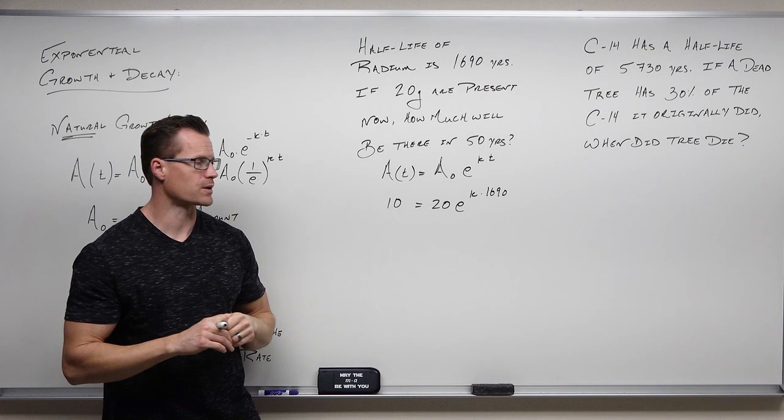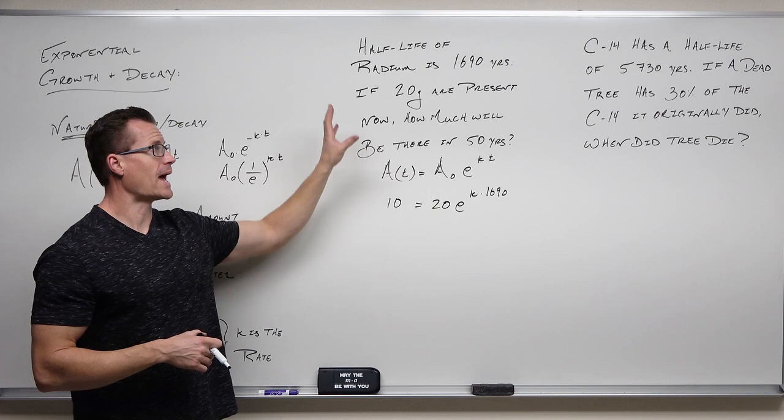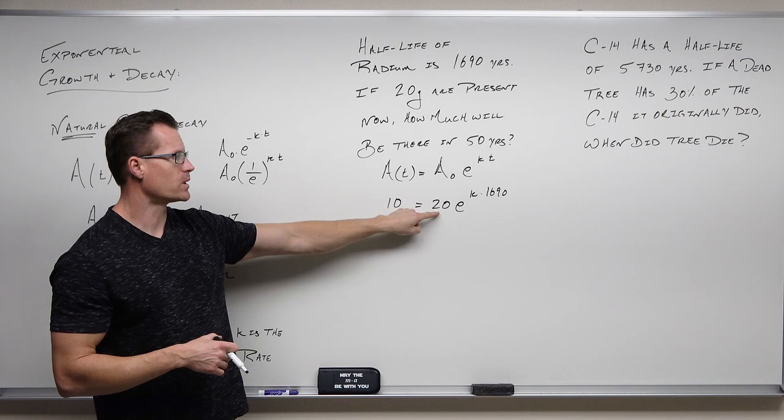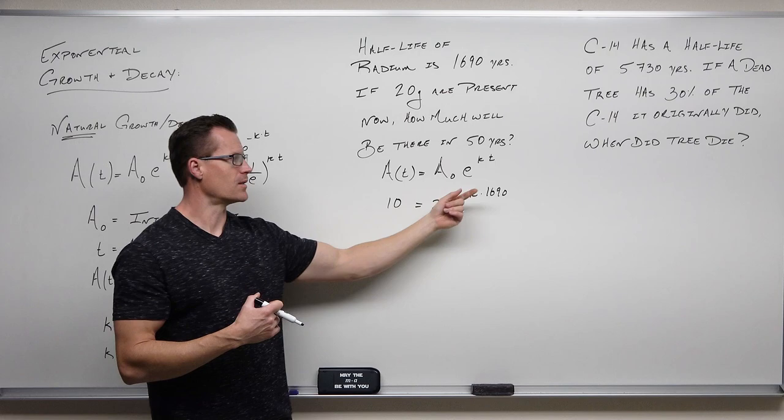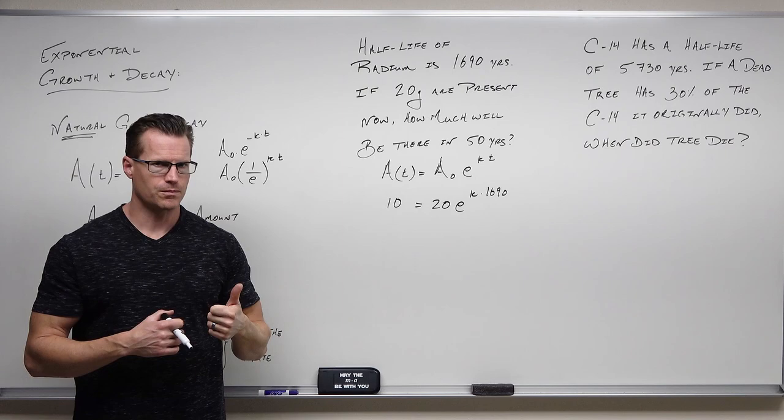Most of the time though, they tell you how much you have and what the half-life is as far as a length of time. So let's say we have 20 grams now. There will be half of it, that's 10, in this amount of time. Do you see that will let you solve for k? In general, they don't have to give you this to find out half-life.